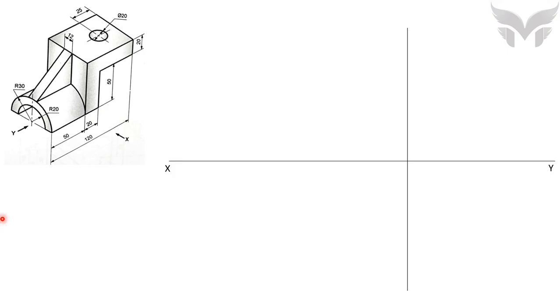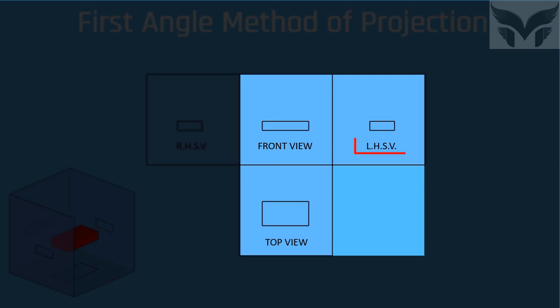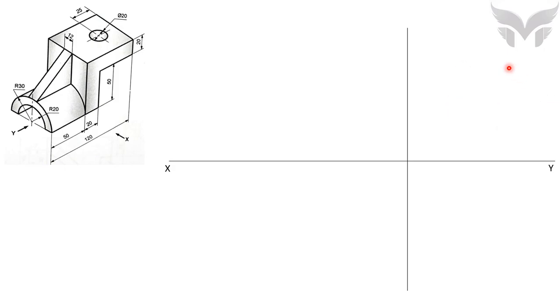Dear friends, according to the first angle method of projection, left hand side view comes to the right side of front view. So, to the right side, we need to draw the left hand side view. So obviously you need to draw the front view to the left. I hope you got it now. Please don't place the views at the wrong position.